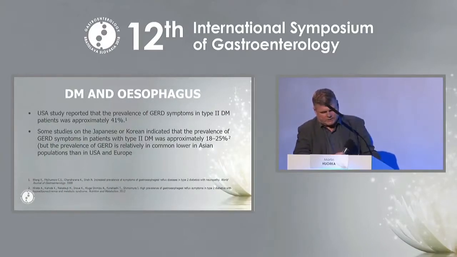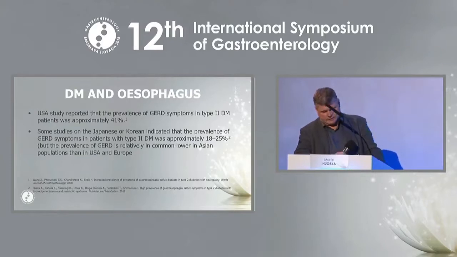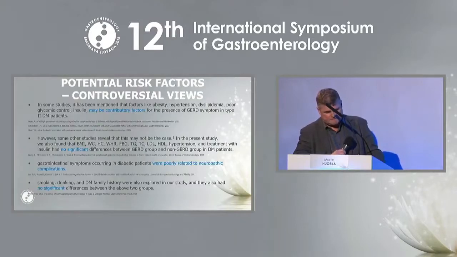One USA study reported that the prevalence of reflux symptoms in type 2 is approximately 40%, but some Asian studies show that this number is not so high, about 8 to 25%. But correctly we have to say that the prevalence of GERD is relatively lower in the Asian population, for instance, than in Europe and the USA.